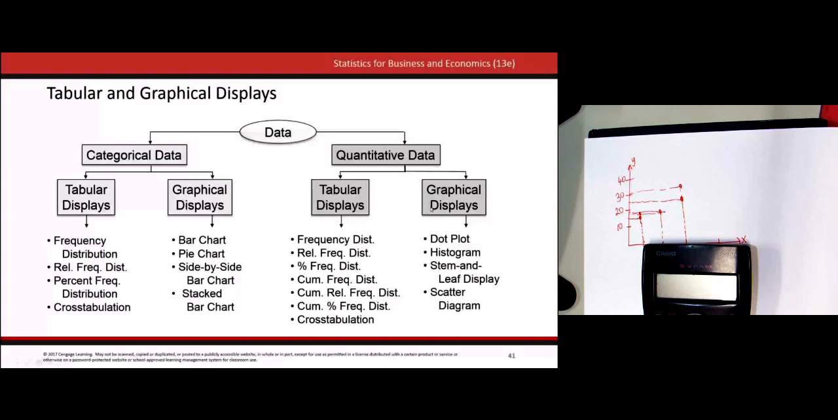And in this chapter, we discuss a variety of graphical displays, including bar charts, pie charts, dot plots, histograms, stem and leaf plots, scatter diagrams, side-by-side bar charts, stacked bar charts. Each of these displays was developed for a specific purpose, and this is a guideline to show you which graphical display to choose.